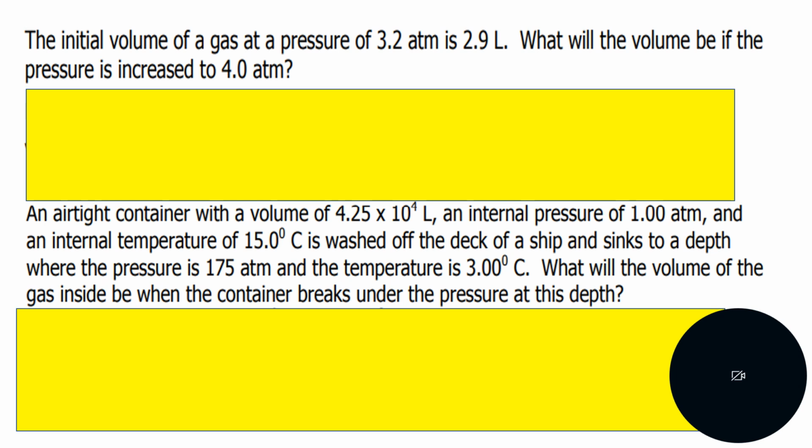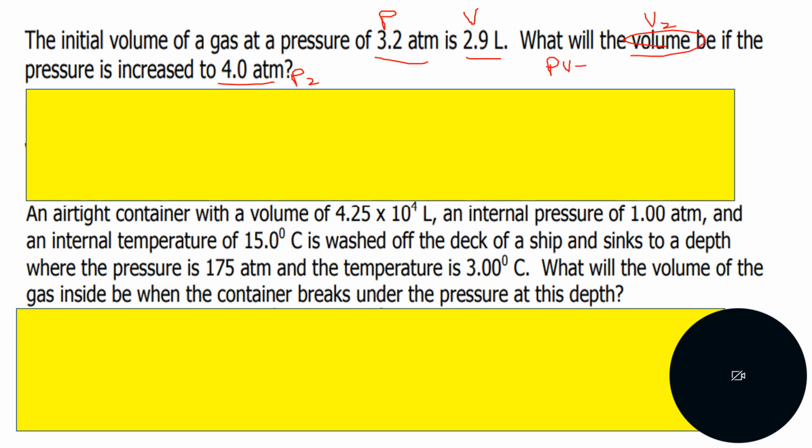Looks like a couple more gas law problems. So the initial volume of a gas at a pressure of 3.2 atm is 2.9 liters. What will be the volume if our pressure is increased? So this is pressure 2 to 4 atm. So we're looking for a V2.